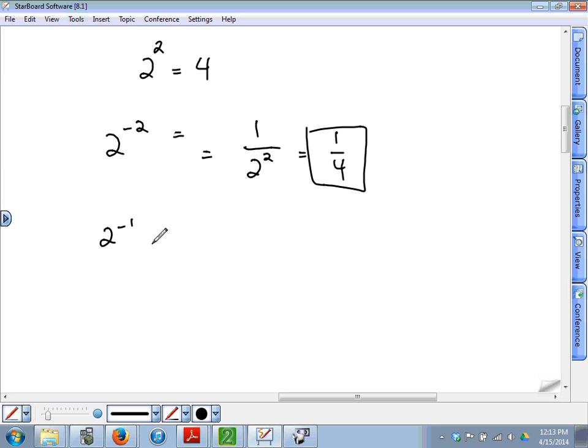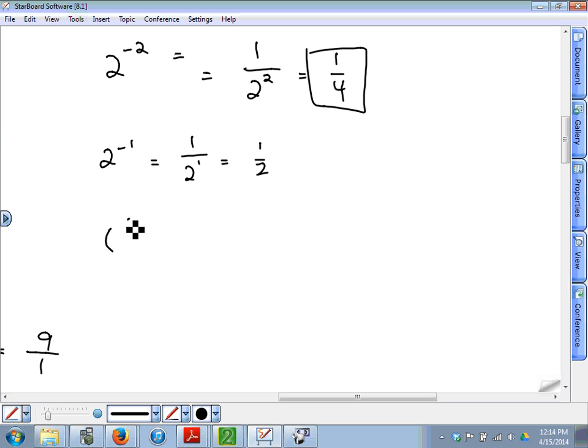So what about this one then? 2 to the negative 1. That would be 1 over 2 to the positive 1, which is just 1 over 2. Right? What about fractions raised to a power? What if I had 1/3 raised to the second power? How do you raise a fraction to a power? Don't you put the exponent on both? So then it's 1 squared over 3 squared, which is 1 over 9. The exponent goes to the top and the bottom.